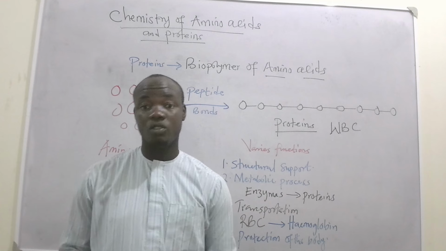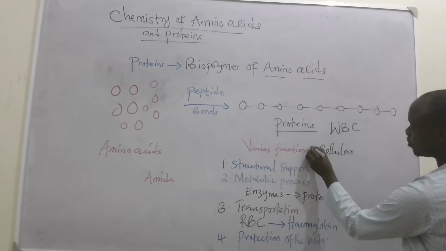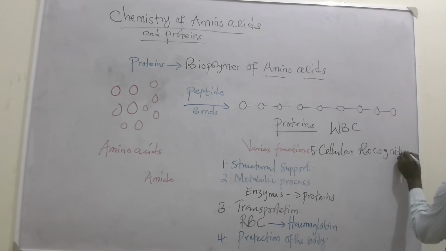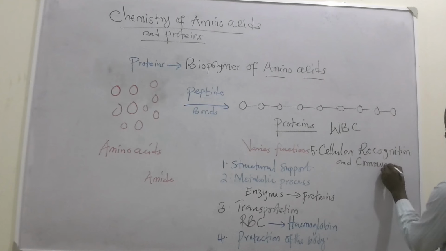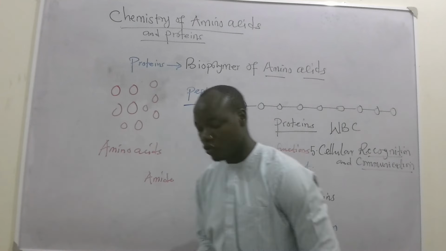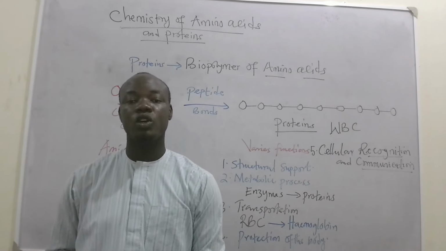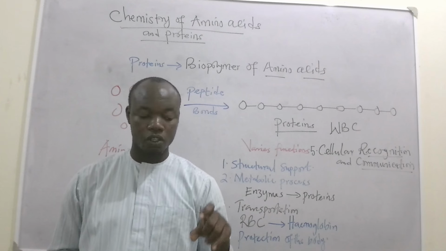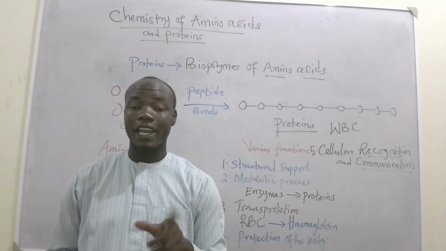cellular recognition. So this is number 5, cellular recognition and communication. Generally, in most of our cells, on the surface of the cell membrane, we have what we call receptors. Most of those receptors present on the surface of our cells are either proteins or glycoproteins.